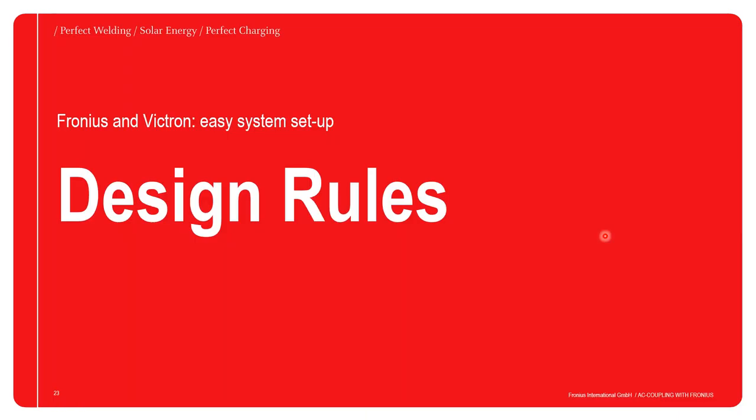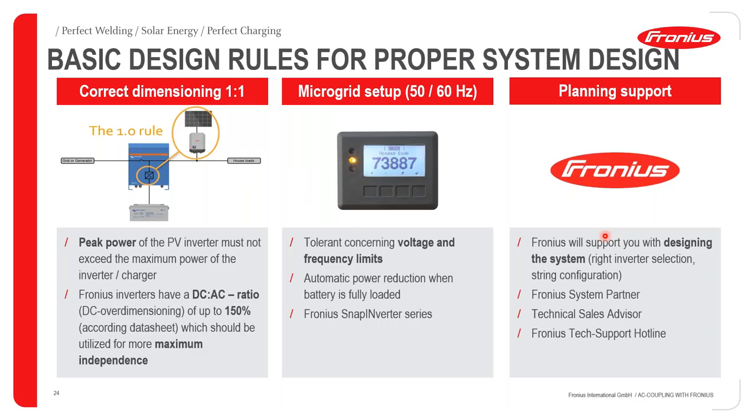Now let's take a brief look at the design rules. Just as we always mention, I'm sure this is not the first time, but there's no harm going through it again. For an AC coupled system, we need to make sure that we comply with the one-to-one rule, or the factor one rule, meaning that the peak power of the PV inverter must not exceed the power of the inverter charger. This is to ensure that the inverter charger does not get damaged.